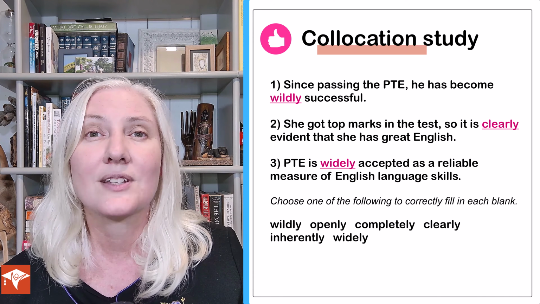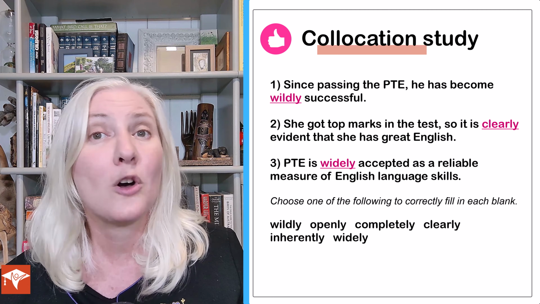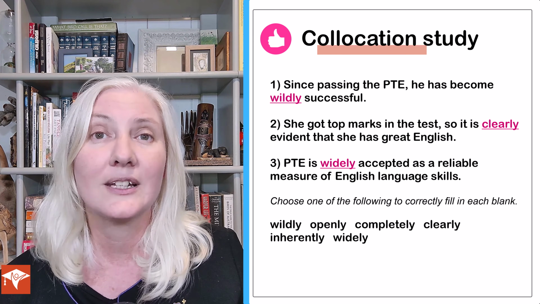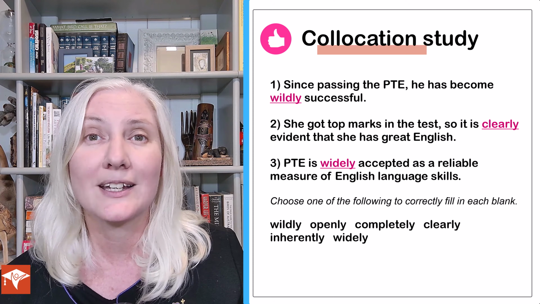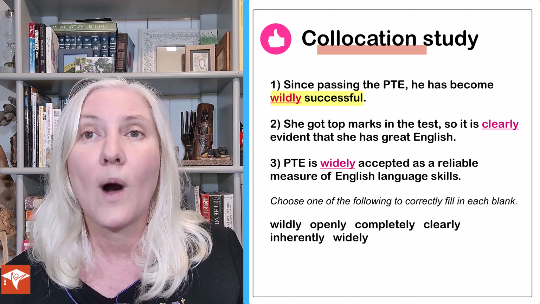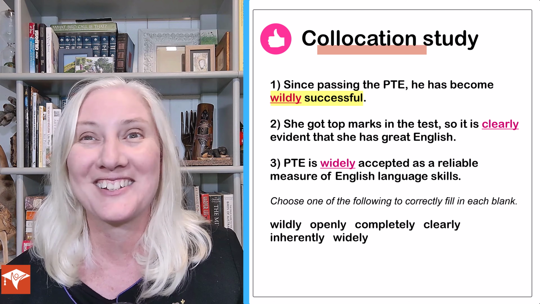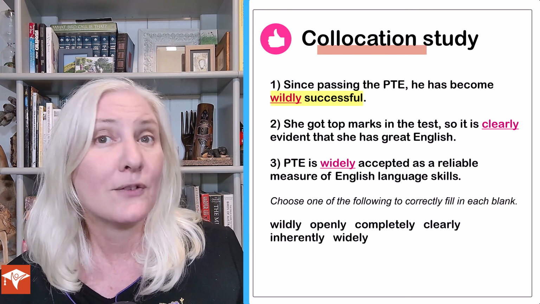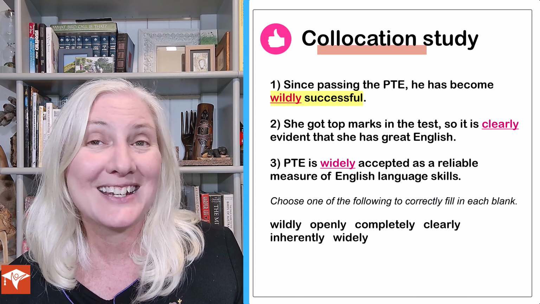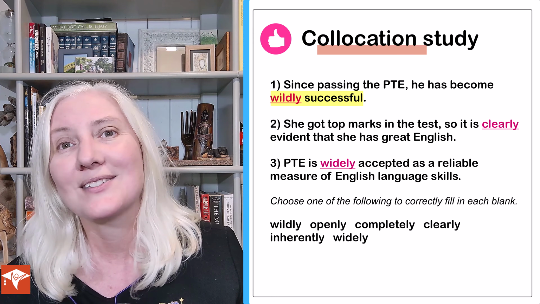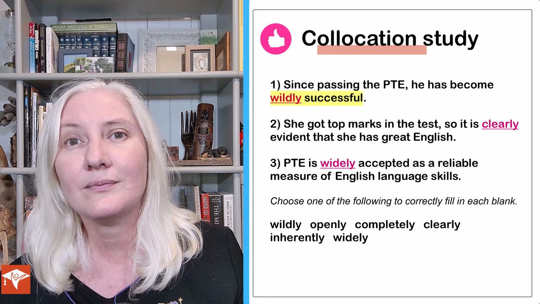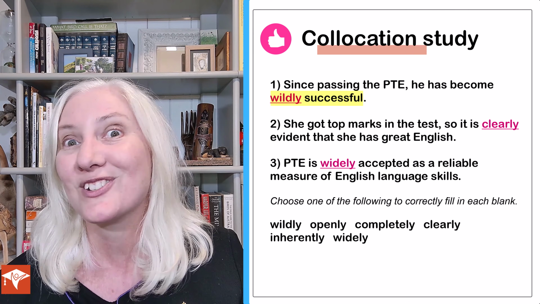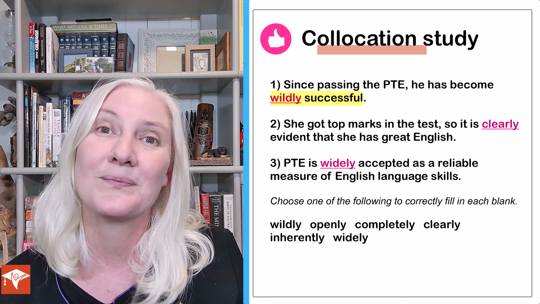Now these answers come from 3 collocations that are commonly used in PTE: wildly successful, clearly evident, and widely accepted. Wildly successful means very, very, very successful. And we use it in spoken English, even in formal spoken English like the PTE, but don't use it in essays, it's too casual. But it is a great expression to use when speaking in retell lecture questions, for example.